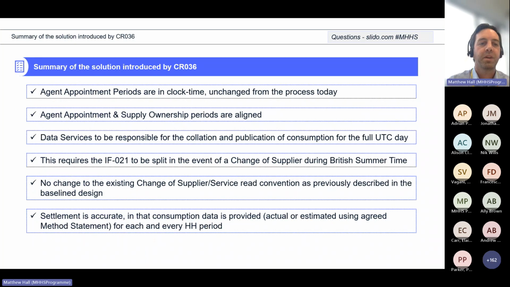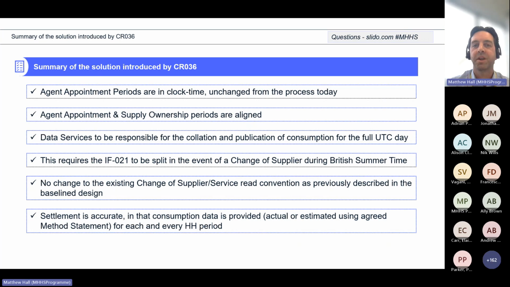So as a quick summary of the solution introduced by CR36, because I know that's hot on everyone's mind at the moment. Agent appointment periods are in clock time. That's unchanged from the process today. Agent appointment and supply ownership periods are aligned. Data services are to be responsible for the collation and publication of consumption for the full UTC day. This requires the IF21 to be split in the event of a change of supplier during British summertime. And there is no change to the existing change of supplier, change of service read convention as previously described in the baseline design.